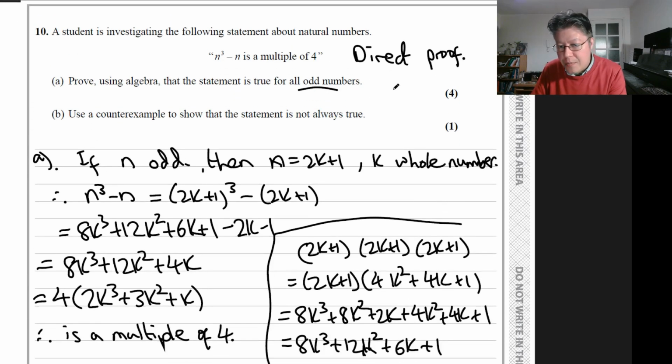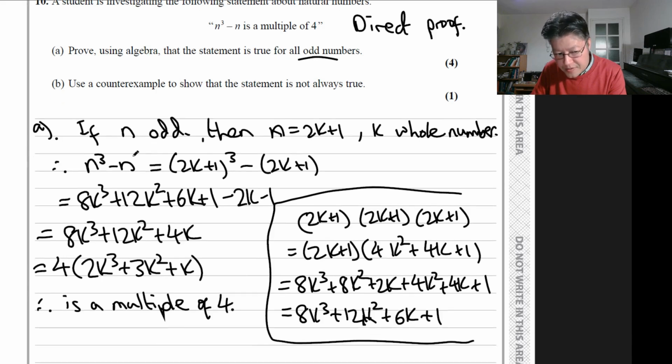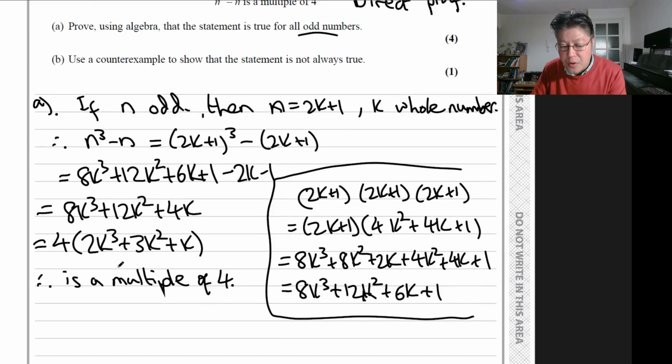So just to recap, on a direct proof, you just assume what they're saying. So they said it's an odd number, so we let n be an odd number, and then just do some steps until you eventually end up with it being a multiple of 4.